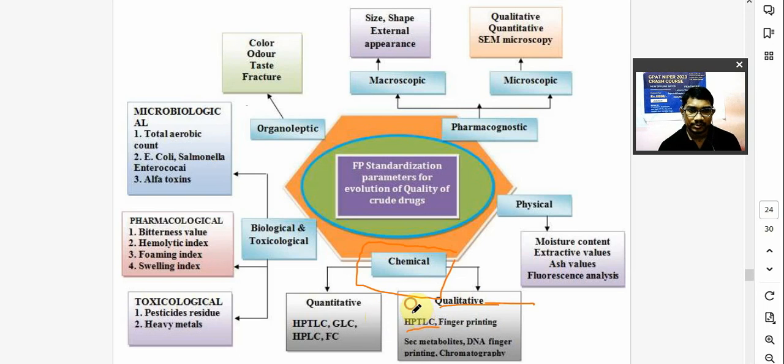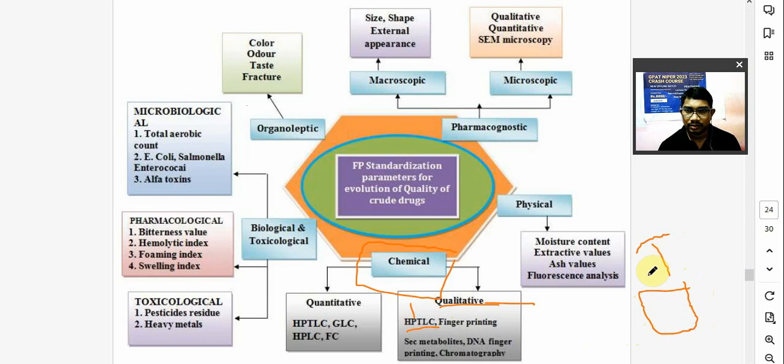Then you can check the presence of secondary metabolites, DNA fingerprinting, then chromatography. That is a qualitative test for analysis. Now a quantitative test means how much quantity is present. Again it is done by HPTLC, GLC meaning gas liquid chromatography, HPLC meaning high performance liquid chromatography, and fluorescence chromatography. Now this is the chemical test.